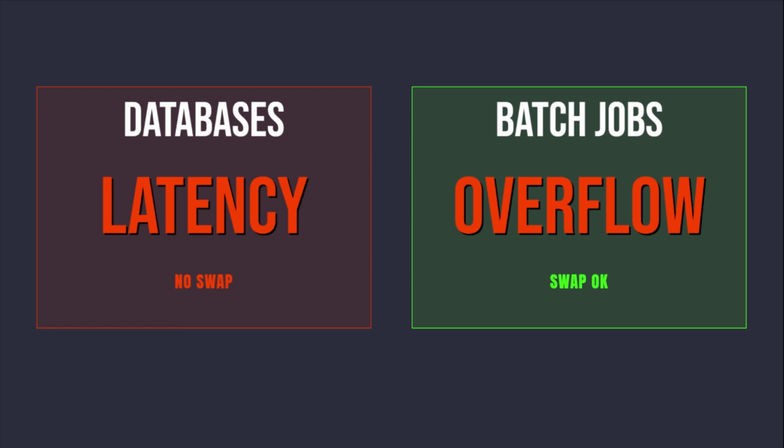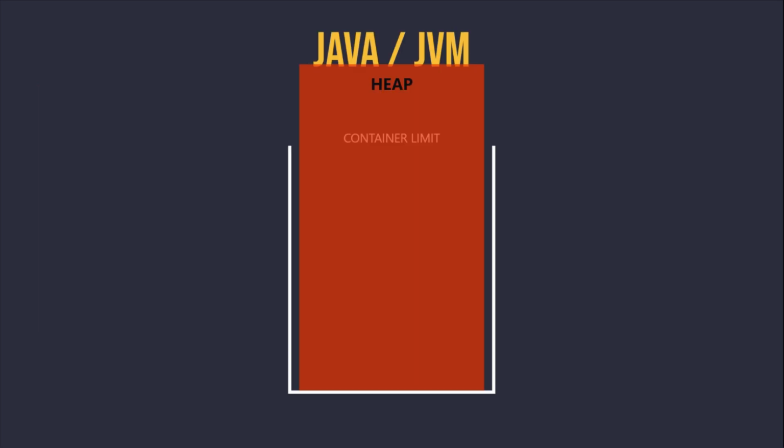Carefully evaluate if your application benefits from swap. For high-performance databases, swap is detrimental due to latency, but for batch processing, swap might prevent a 137 exit by allowing temporary memory overflow. For Java applications, the container memory limit is often irrelevant if the Java Virtual Machine, or JVM, is not configured correctly.